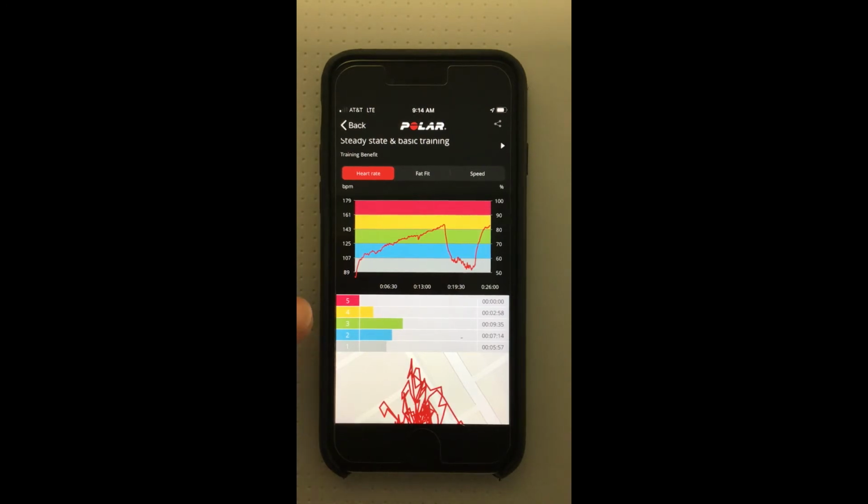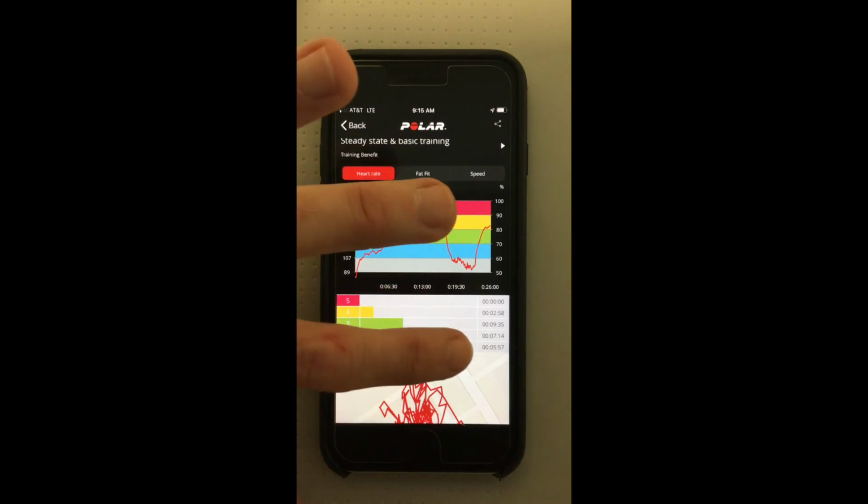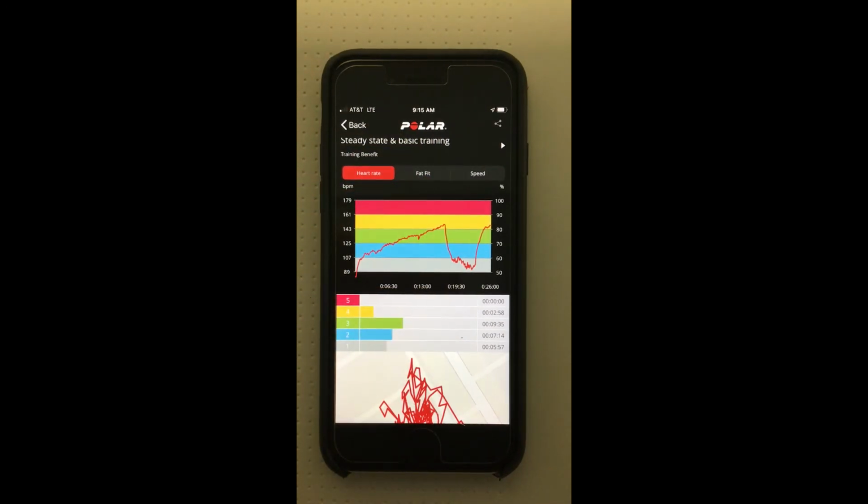If we look below to the bar graph, I can see how many minutes this patient spent in each of the training zones. So the gray bar is going to indicate how much time he spent in the low intensity or less than 60% heart rate max. And we can see that he spent 5 minutes and 57 seconds in this training zone.